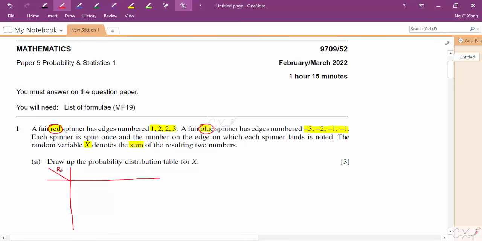We have the red spinner and we have the blue spinner. For the red spinner, we have 1, 2, 2, 3, so we list out the values 1, 2, 2, and 3. And for the blue spinner, we have -3, -2, -1, and -1.